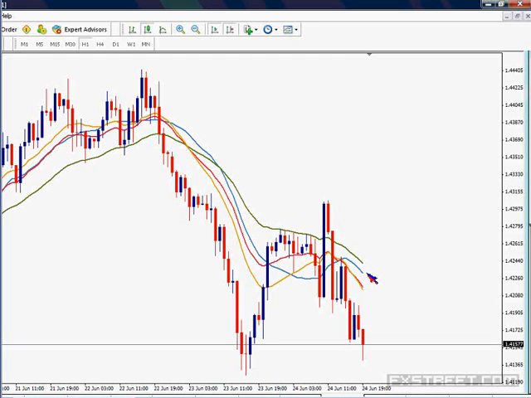Anyway, keep in mind one thing. These moving averages work better in trending markets because they are trend followers. Indicators, most of them, are trend followers.